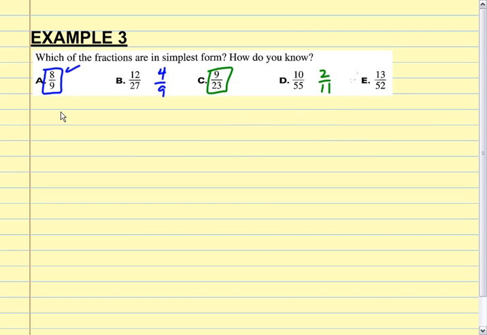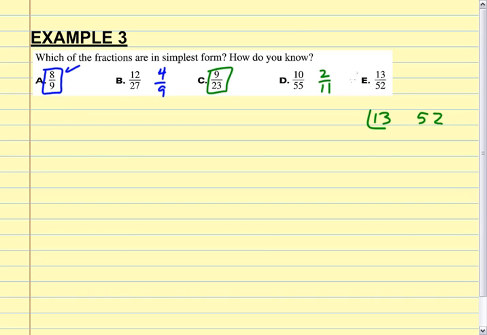Okay? What about the next one? Daniel? Is this in simplest form? Yes. Let's see. 13 and 52. Well, I'll tell you this, Evan. Evan's going to work with me on this one. Evan, what goes into 13? Only 13, right? 1 goes into it, but we can't use 1.